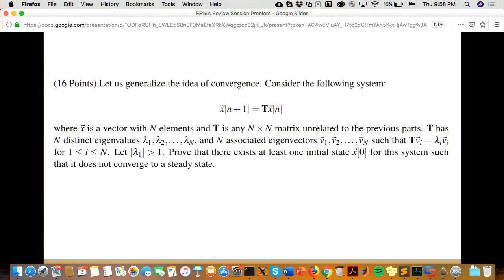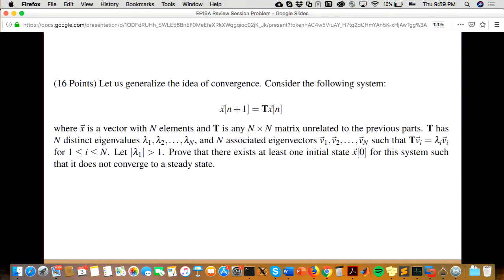So the idea here is basically that we have some transition matrix generalized to T, and the vector at the next time step is going to be given by multiplying this matrix T by the vector at our current time state. Now, we're given some information about T, which is it has n distinct eigenvalues and n associated eigenvectors with those eigenvalues. And naturally, the golden equation is that Tv equals lambda v. So our goal is to basically use the information we're given to prove that there is at least one initial state for which the system does not converge to a steady state.